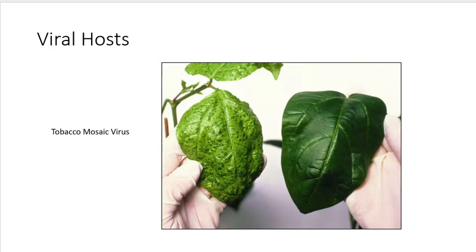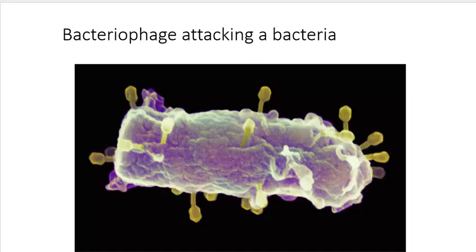This is what a virus can do. This is a plant virus, tobacco mosaic virus, specific to tobacco. We grow tobacco in North Carolina. So here's your lovely little tobacco leaf, and here it is infected with tobacco mosaic virus. Okay. This is an electron micrograph of a phage, bacteriophage, attacking a bacteria.